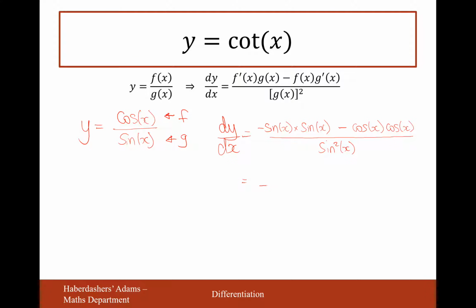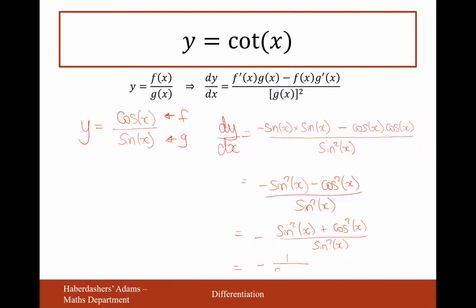Let's simplify this. It's going to be minus sine squared x minus cos squared x. You can kind of see what might need to happen on the top. Unfortunately, we've got negatives in there, so what we'll do is we'll factorise out the negative to the front of the fraction, and it will then be sine squared plus cos squared over sine squared. Then this will equal minus 1 over sine squared, which is therefore minus cosec squared x. So there we are, that's the answer to this derivative.